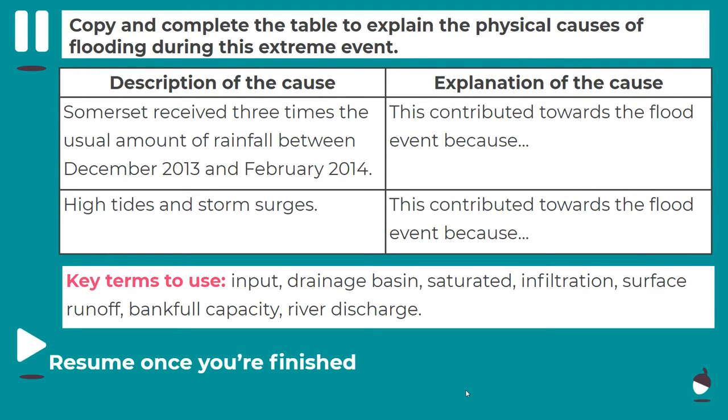So to ensure that we understand the physical causes of the Somerset flooding linked to the extreme weather event, we're now going to complete this activity. You will need to copy and complete the table. The description of each cause is completed already, so you will be required to complete the explanation of each cause only. How did the additional rainfall and the high tide and storm surges contribute towards the flood event? There are key words to include in your answers below the table. If you would like to listen to the explanations again, please skip back in the video. If not, please make sure that you pause the video now to complete your task and resume when you are ready to mark your work.